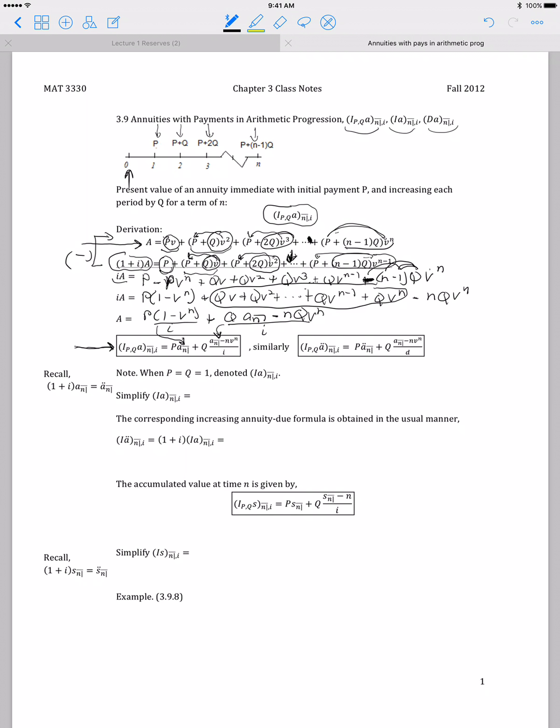The first modification would be if we moved all of our payments in time, where the first payment was at time 0 rather than time 1. So we have an increasing arithmetic annuity due, and that formula is in the second box. And of course we can always get that by multiplying the formula in the first box by 1 plus I.